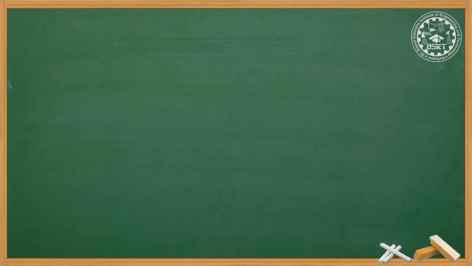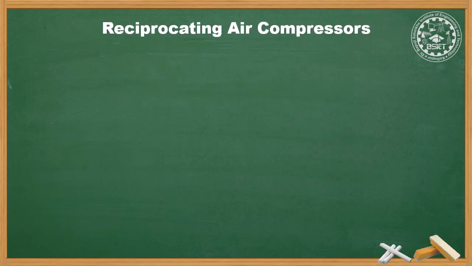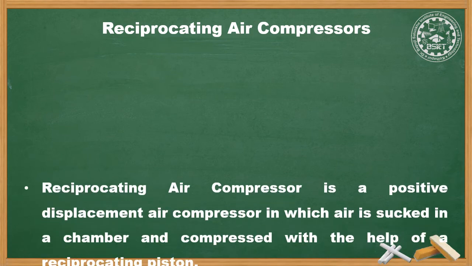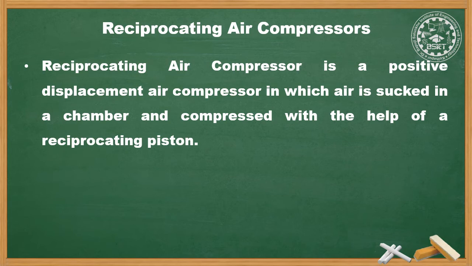Now starting with reciprocating air compressors. These are called positive displacement compressors because they can displace a fixed amount of fluid or air, that is, a constant discharge of air is supplied every time. So they are also called positive displacement compressors. A reciprocating air compressor is a positive displacement air compressor in which air is sucked into a chamber and compressed with the help of a reciprocating piston.